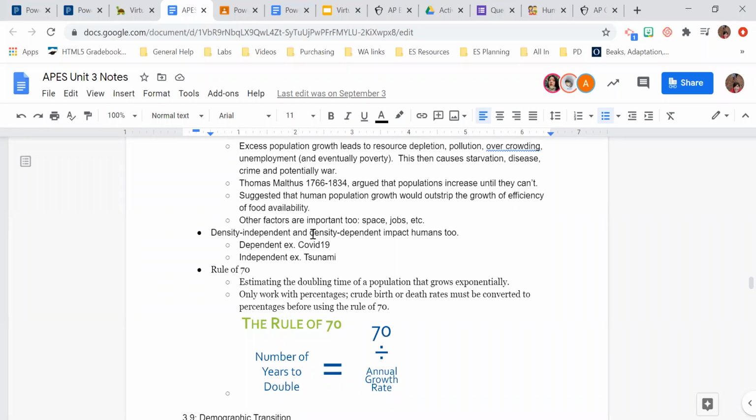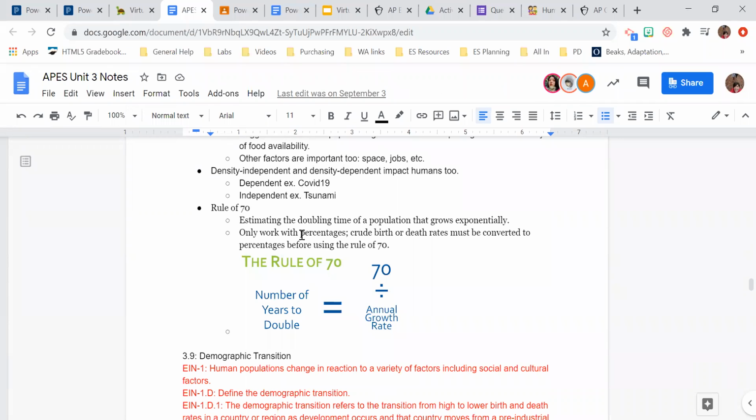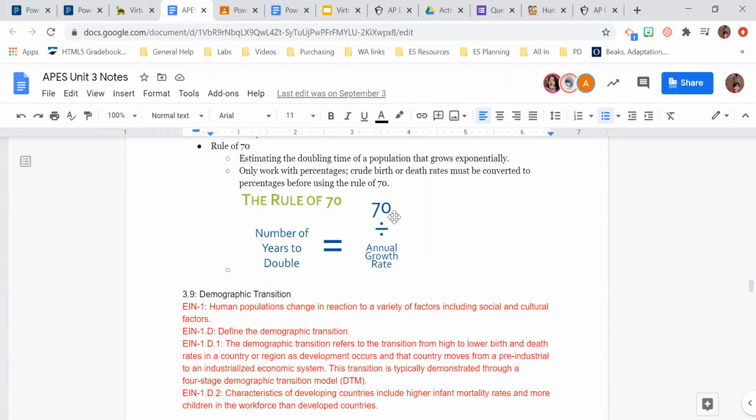All right, so now we're going to go over this rule of 70, and we're going to do the actual math part of the stuff we're talking about next week. We're going to have a whole day for math. But I want to go over this concept right now.